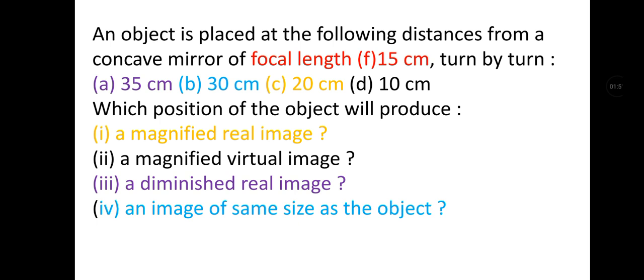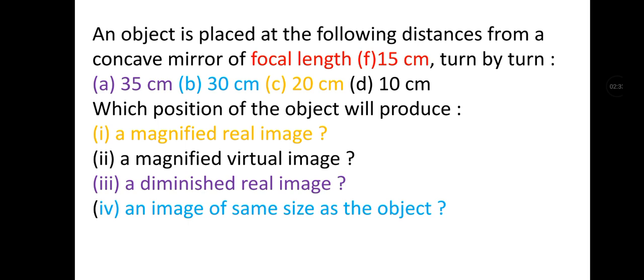For option A, when the object is placed at 35 centimeter, the image produced will be a diminished real image. When the object is placed at 30 centimeter distance from the concave mirror, it will produce an image of the same size as the object, because the object is placed at the center of curvature C and will produce an inverted image of the same size. And when the object is placed at 20 centimeter distance from the concave mirror, it will produce a magnified real image.